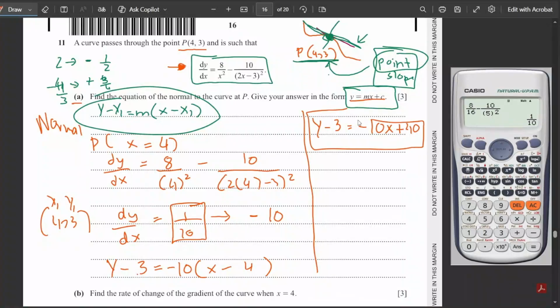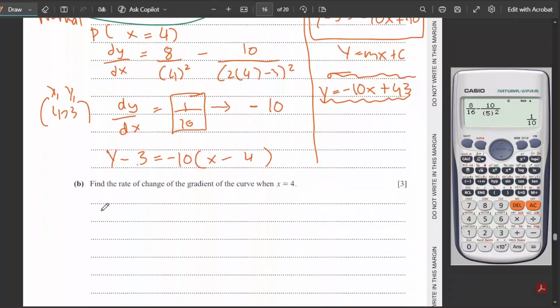Now we have to rearrange it to give the answer in the form y equals mx plus c. So it's going to be y equals negative 10x. Take this 3 to the other side, it's going to add. 40 plus 3 is going to be 43. So y equals negative 10x plus 43. That's your answer right there.